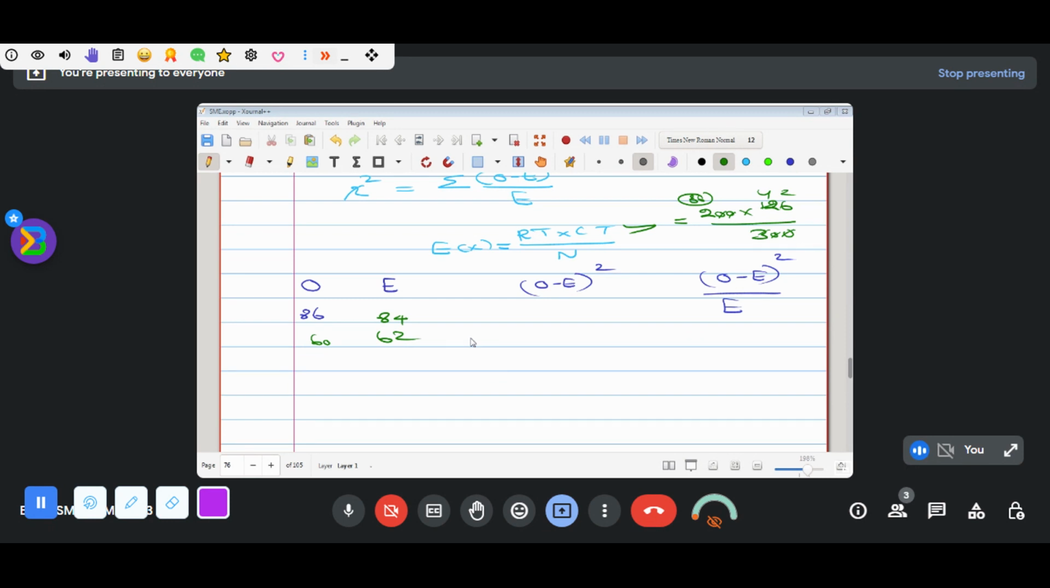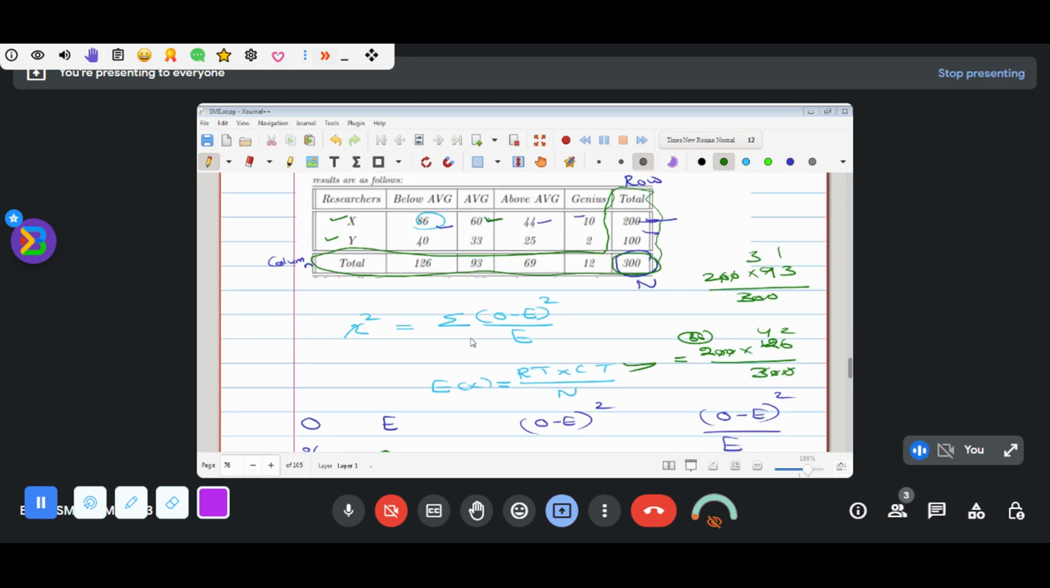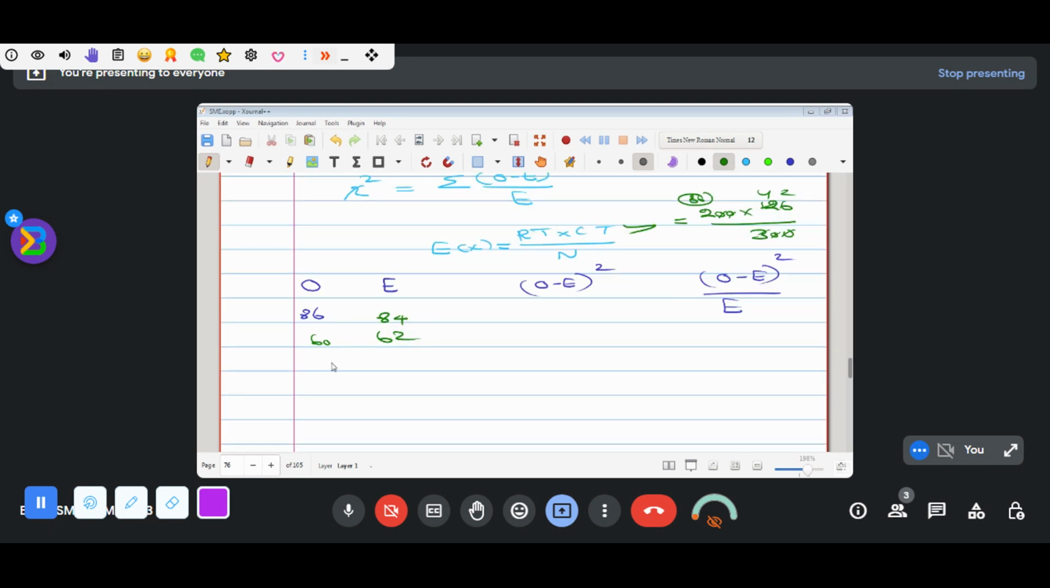Similarly, we can find the remaining calculations also. For 44, the corresponding row total and column total give 200 into 69 divided by 300. The 20 cancels with the 300 leaving 3, so 2 times 23. Then 23 into 2 is 46. Therefore, the expected value corresponding to 44 is 46.